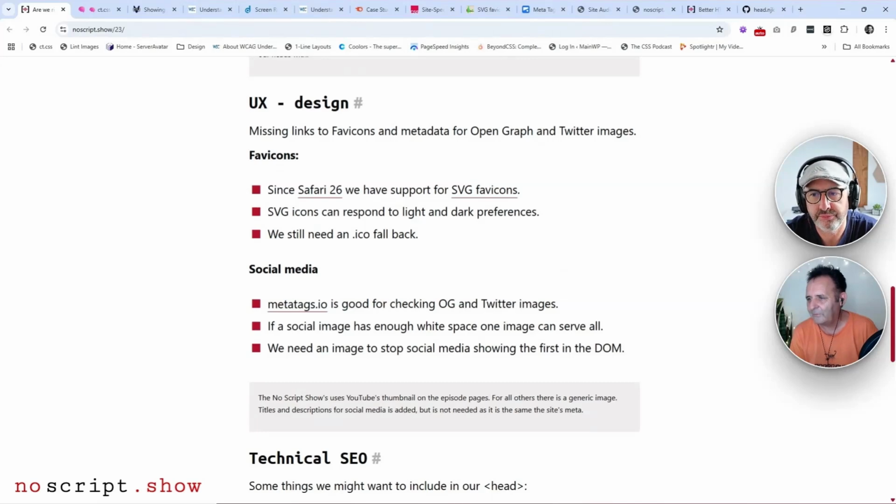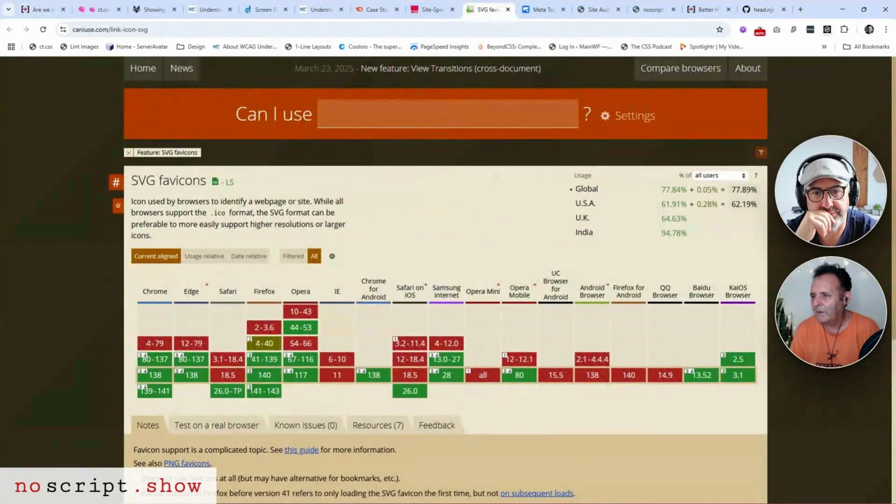I thought this was really fascinating. It's really recent. It's only Safari 26. I didn't know this either. Yeah, it's just in June, and I think it's fully out now. They're supporting SVG favicons. If I just go to the link here, we'll notice, can I use these? Globally, we're at almost 78% now with this.